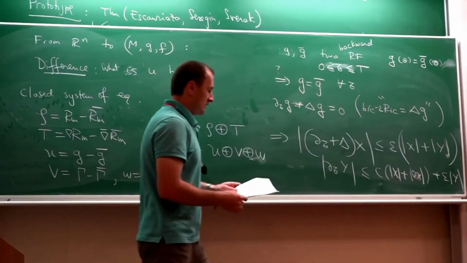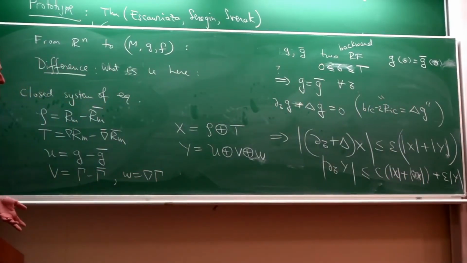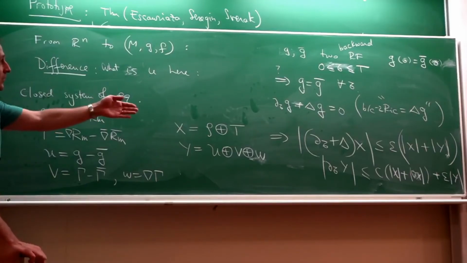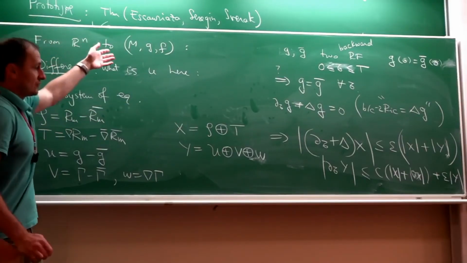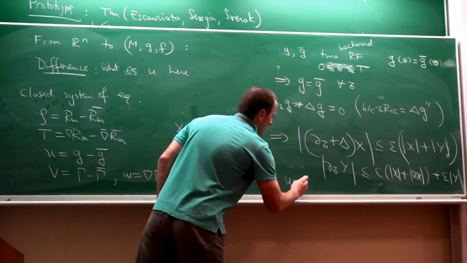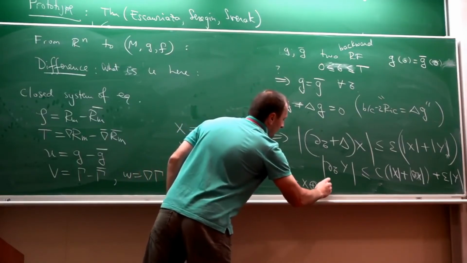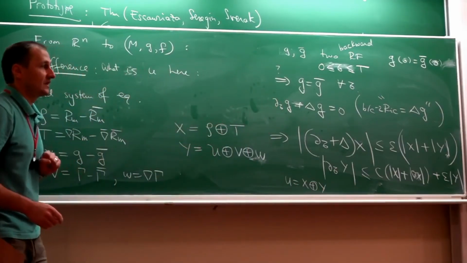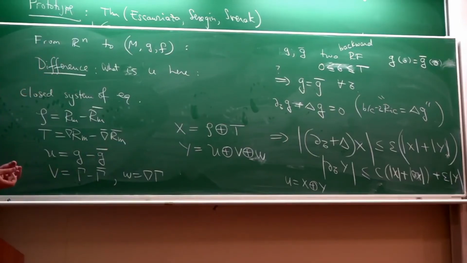So long story short, and I'll finish here. This is what replaces the U. So U will actually be X plus Y, and it kind of verifies the same system. Where does the epsilon come from?